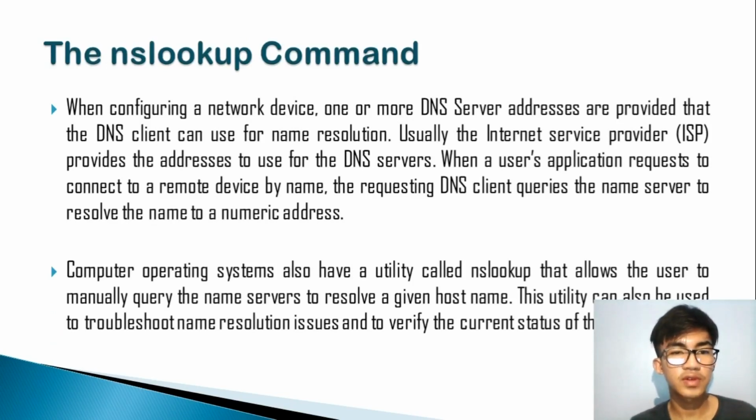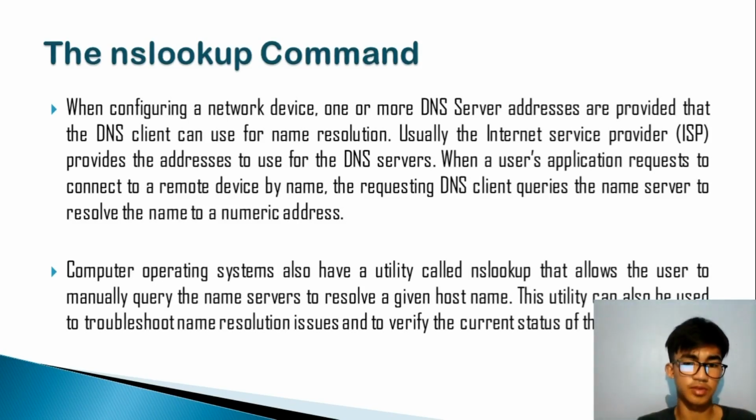When you configure a network device, one or more DNS server addresses are provided so the DNS client can use them for name resolution. Usually the Internet Service Provider (ISP) provides the address to use for the DNS server. When a user application requests to connect to a remote device by name, the requesting DNS client queries the name server to resolve the name to a numeric address. The computer operating system also has a utility called NSLOOKUP that allows the user to manually query the name servers to resolve a given host. This utility can also be used to troubleshoot name resolution issues and to verify the current status of the name servers. So that is the NSLOOKUP command.